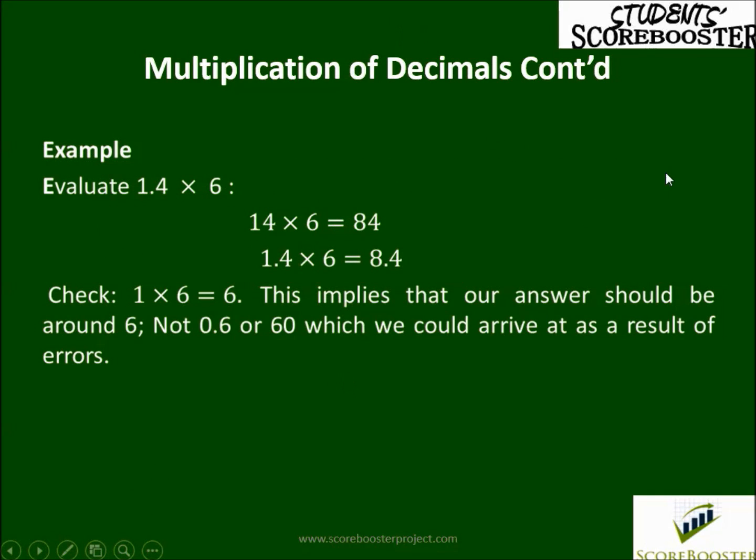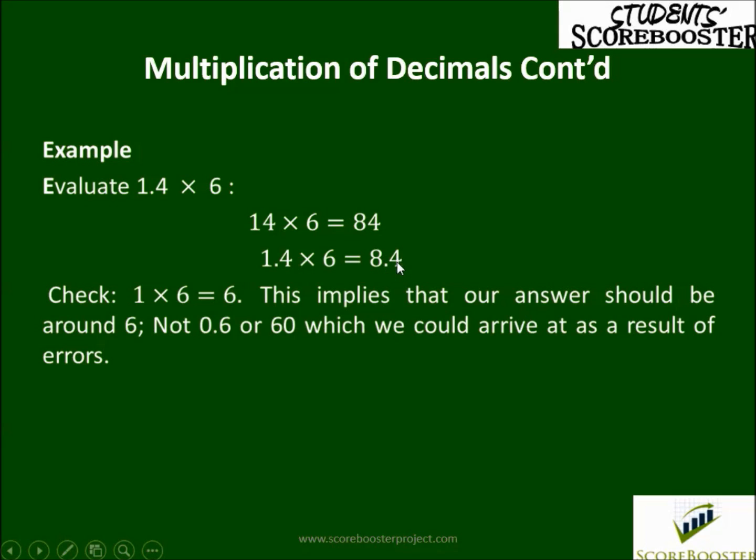So let's have another example. 1.4 times 6. The first thing we do is multiply, ignoring the decimal point. So you have 14 times 6, which is 84. And now you have only one digit after the decimal point here, and this one has no decimal part. So you make sure that in this 84, you have one number after the decimal point, so you place it here. So as you can see, you have 8.4.